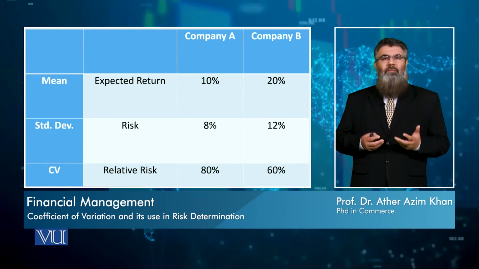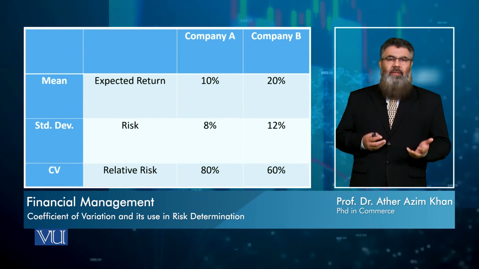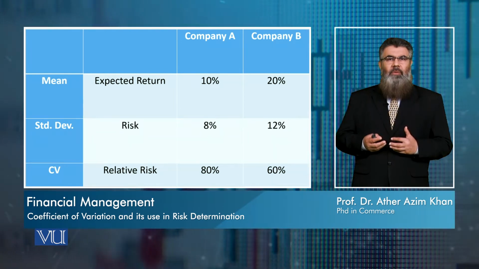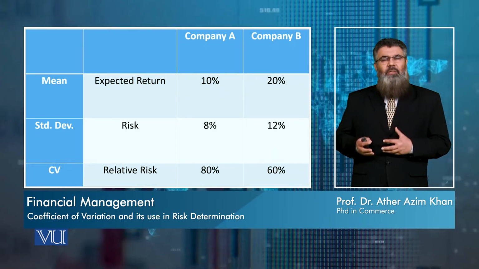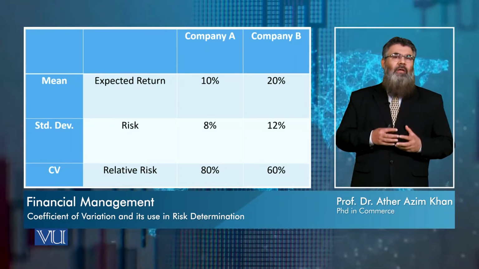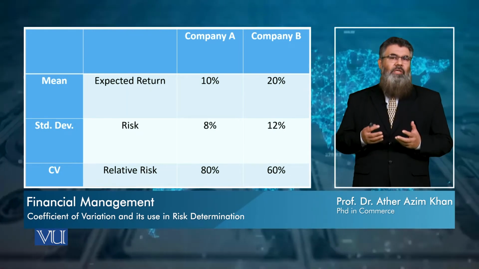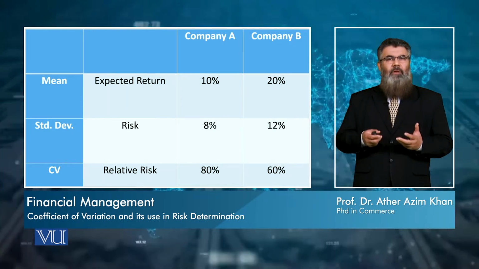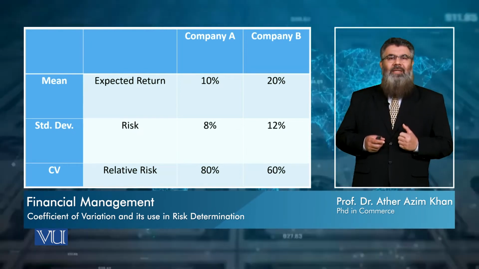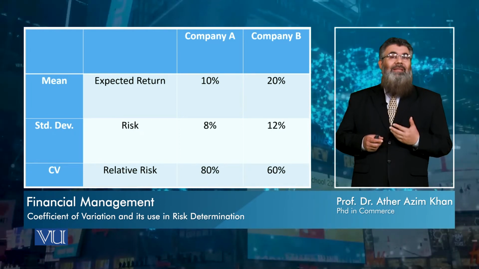यानी coefficient of variation calculate करने के लिए पहले हमें expected return की calculation करना होगी और risk की calculation करना होगी. ये calculations हम पहले देख चुके हैं कि कैसे की जाती हैं. So if we have already calculated these values, these are available to us. Let's have a look at company A. In case of company A, our expected return is 10% and that of company B is 20%.